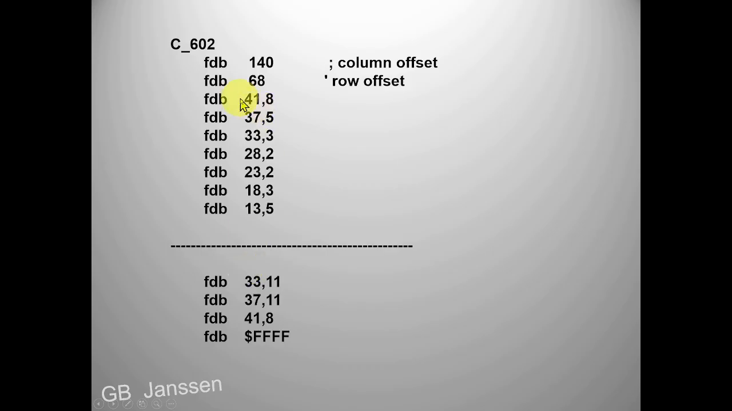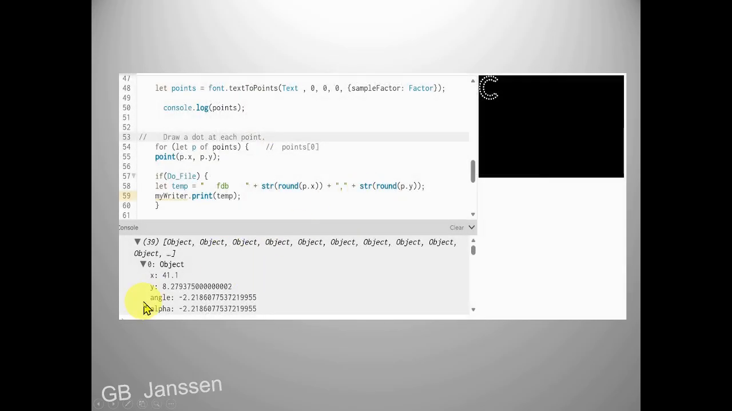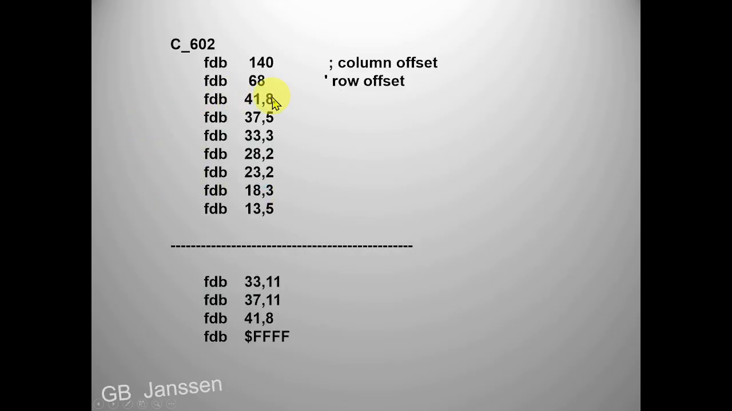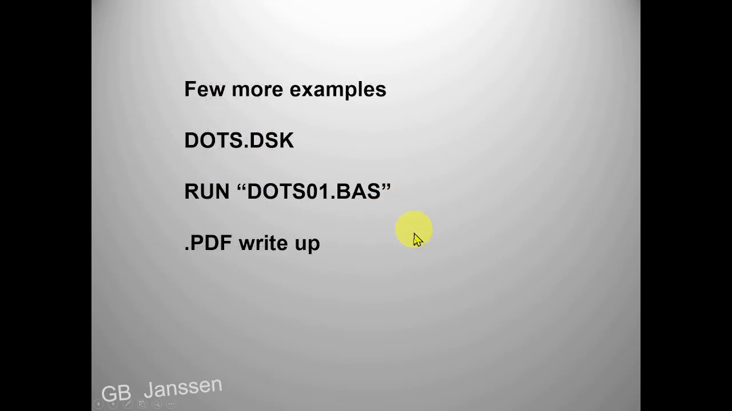Now you should notice the first one here is 41 by 8. If we back up here, remember down here we put this string out, and we rounded these numbers off, and that's how it got to the 41.8. And each one of them is a point on the screen. All right, so for a few more examples, let me switch some stuff here on the screen.